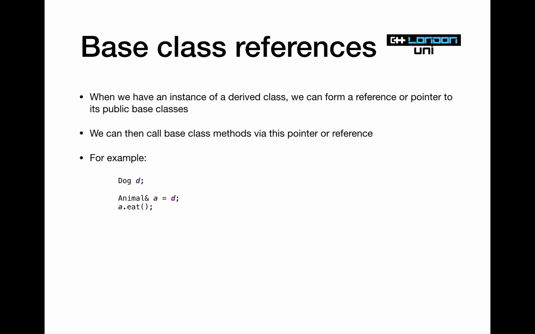Could you say how you wanted to make A a dog? I'm not following. Could you do Dog a equals D? If you wanted to, yes, and that's what we've done lots of times. That would just be creating a new dog that's a copy of our other dog.